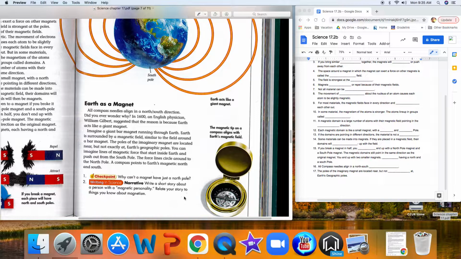Imagine a giant bar magnet running through Earth. Earth is surrounded by magnetic fields similar to the field around the bar magnet. Suppose the imaginary magnet bar was sitting inside the Earth theoretically. So you can imagine how the magnetic force is starting inside and pushing out. The force lines that go around to the North Pole point to Earth's magnetic north and south.